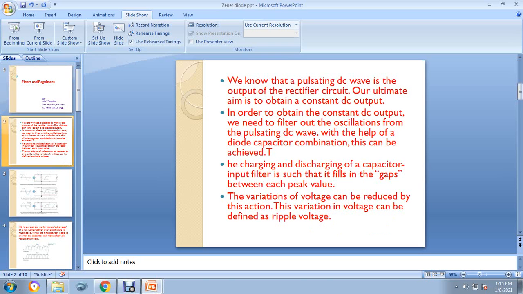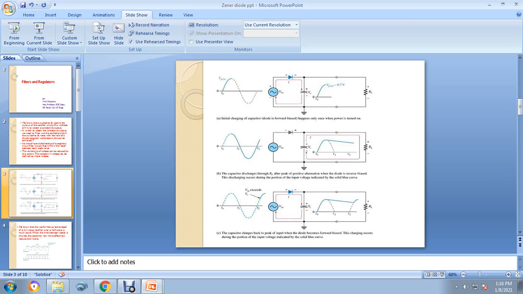Now, we know that the pulsating DC waveform is the output of the rectifier circuit. In order to obtain pure DC, we need to filter out the oscillations from the pulsating DC wave with the help of a diode capacitor combination. So this can be achieved. The charging and discharging of the input filter fills the gaps between each peak value. Just see the circuit diagram.